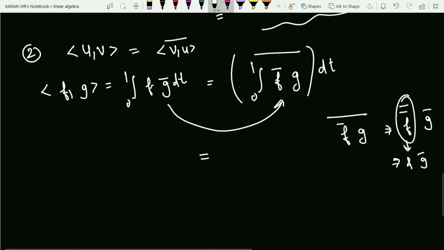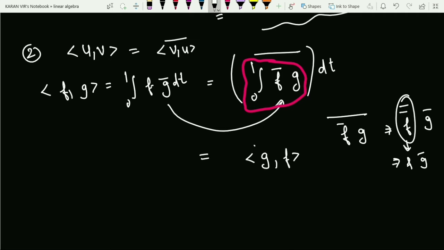Now in place of this, what can I write in the next step? Can I write that this is nothing but my inner product of g with f, and this conjugate will also come. So finally, what I did is that I proved that the inner product of f comma g is equal to the conjugate of the inner product of g comma f. And hence the second property also gets satisfied.